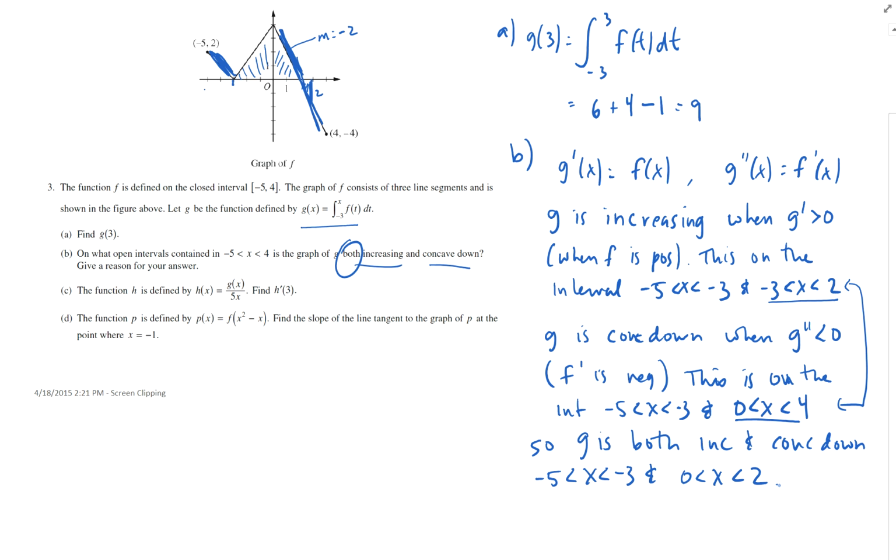Okay, there you go. And that one is 2 points for that problem. One point for the answer, right here, and 1 point for the reason. Okay. C.